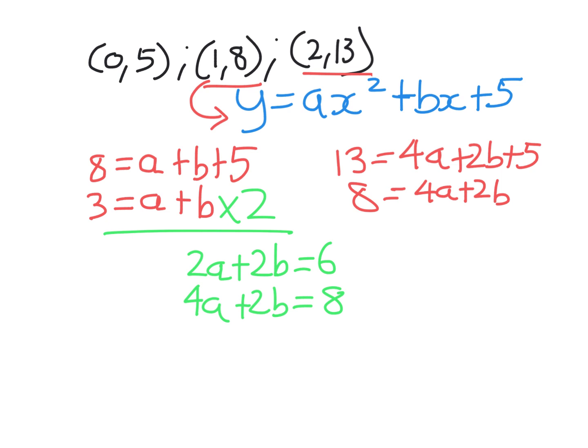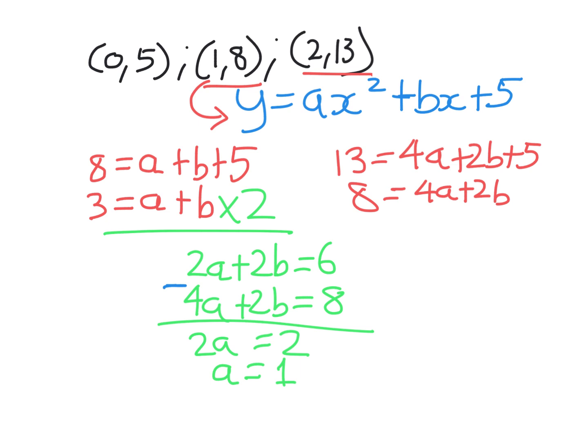So I want to eliminate the b's because that's the one with the same coefficient. So I subtract. So I'm going to go 4a minus 2a is 2a. 2b minus 2b is 0. That's why we did it, to eliminate the b's. And 8 minus 6 equals 2. I get 2a equals 2, and so a equals 1.